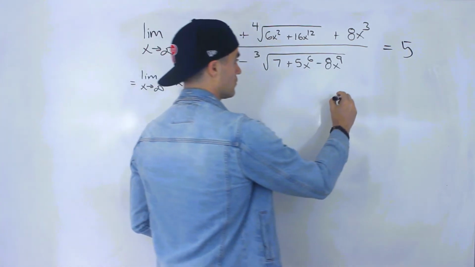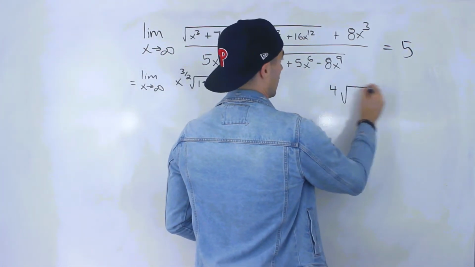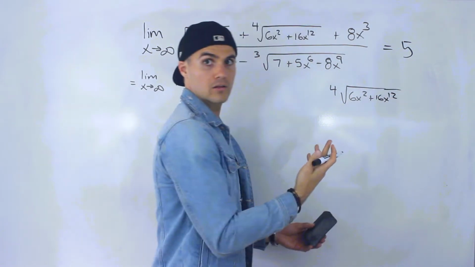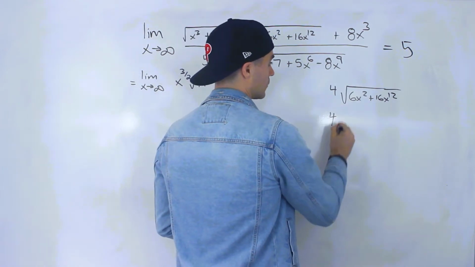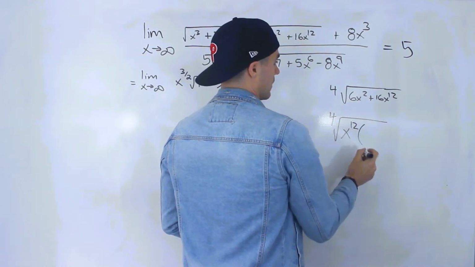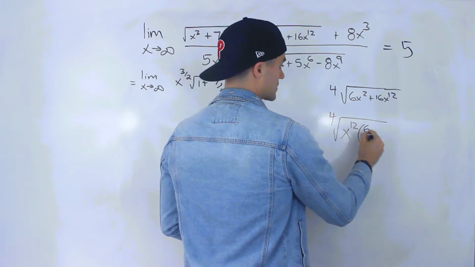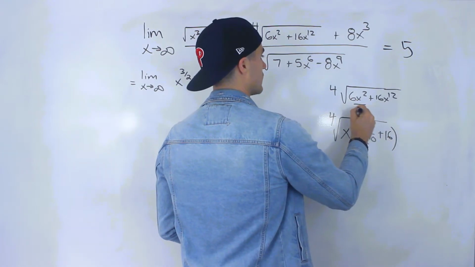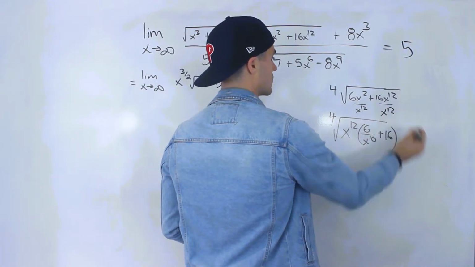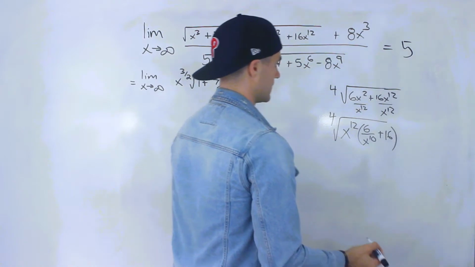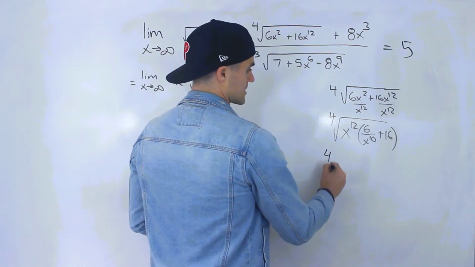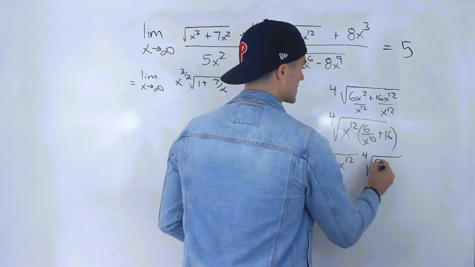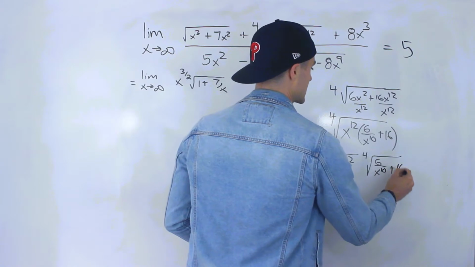So we've got the fourth root of 6x squared plus 16x to the 12. Well, we factor out the highest exponent, which is x to the 12, and we'd be left with 6 over x to the 10 plus 16, if we divide both of these by x to the 12. I think that's right. Yeah, it is. And then we split these up, so we have the fourth root of x to the 12, and then the fourth root of 6 over x to the 10 plus 16.